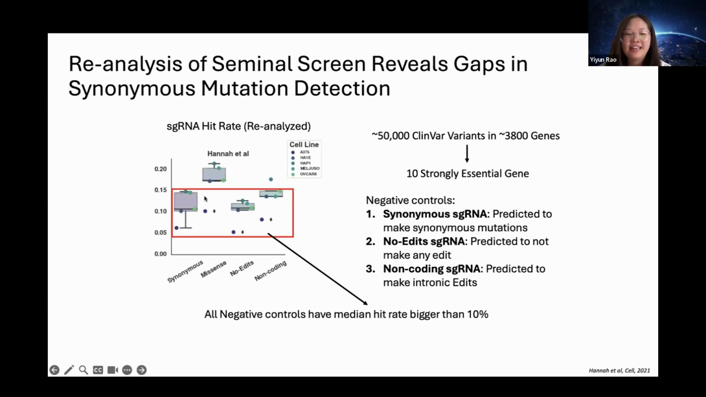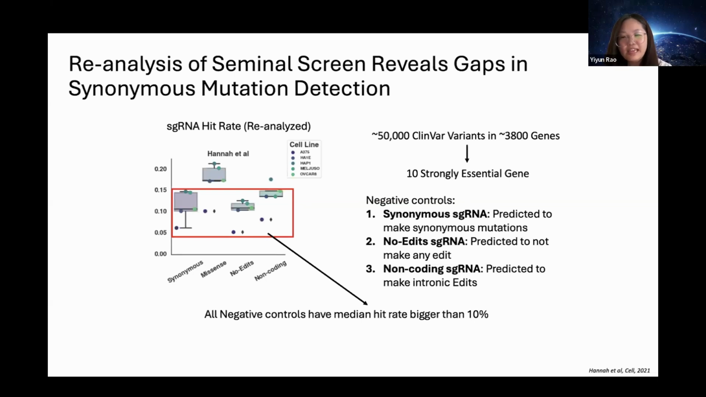So, okay, when we look at this data, we were thinking, does that mean more than 10% of the synonymous mutations are actually loss of function? If that's the case, then what about those no-edit sgRNAs, which shouldn't have any mutation at all? We thought about this, and we believe this observation reflects some technical limitations. That limitation probably is about the screen, but also it really limits our ability for targeting synonymous mutations.